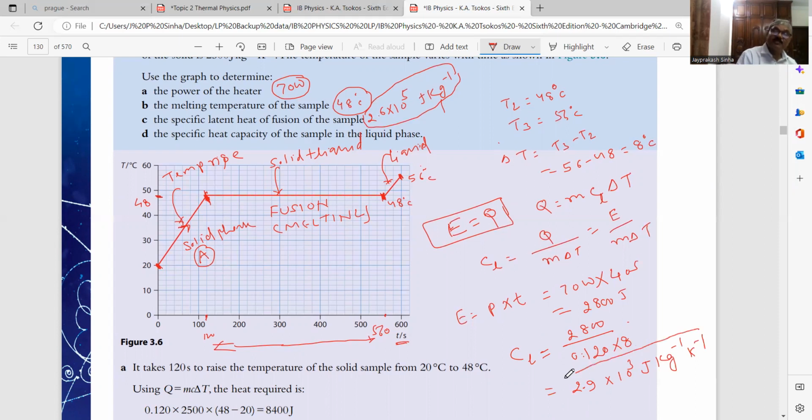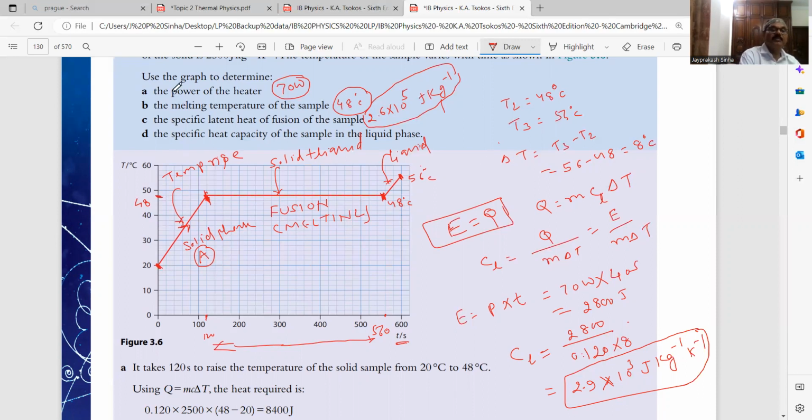So this was the last part, that is D part. So we have already solved it. Okay. So D part also 2.9 into 10 to the power 3 joule per kg per Kelvin. So just remember the unit of specific heat capacity also. The unit of specific heat capacity is joule per kg per Kelvin. Okay. And the latent heat will be joule per kg only, correct? Because there is no rise in temperature.